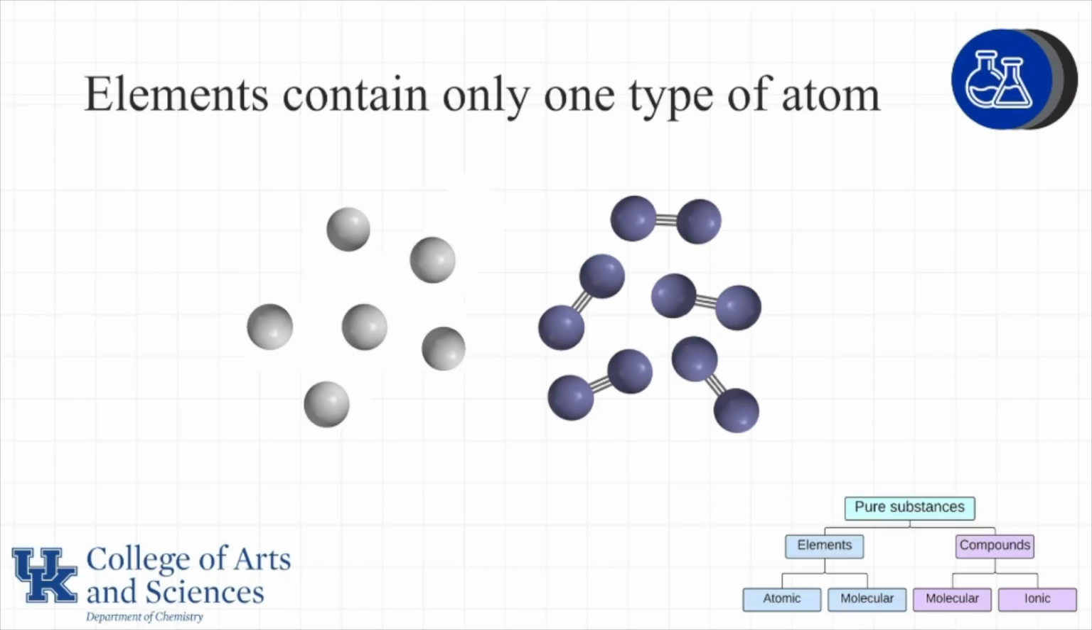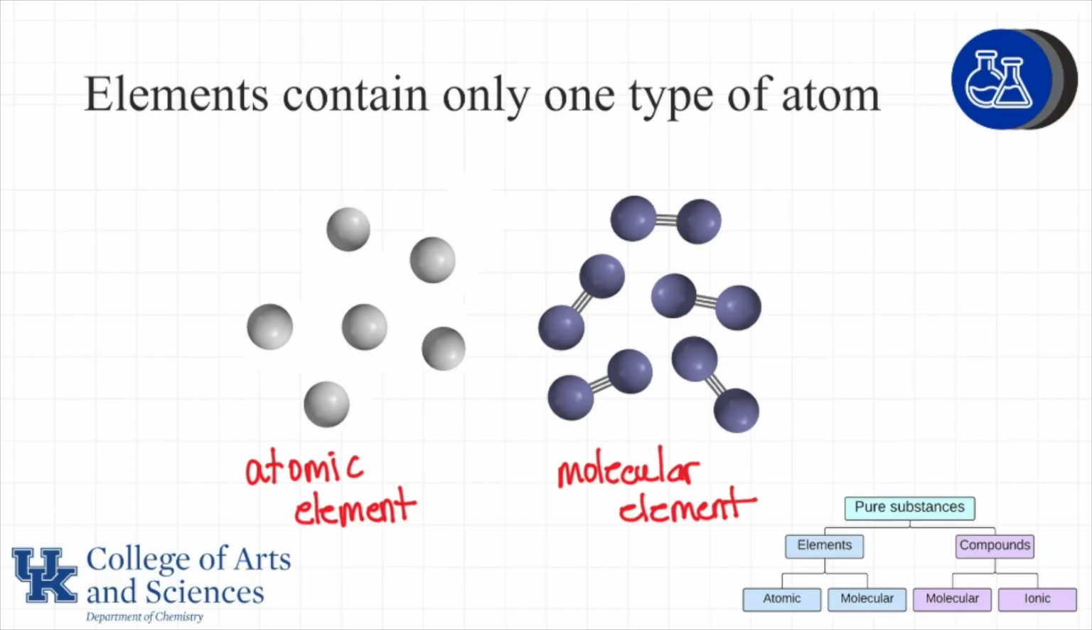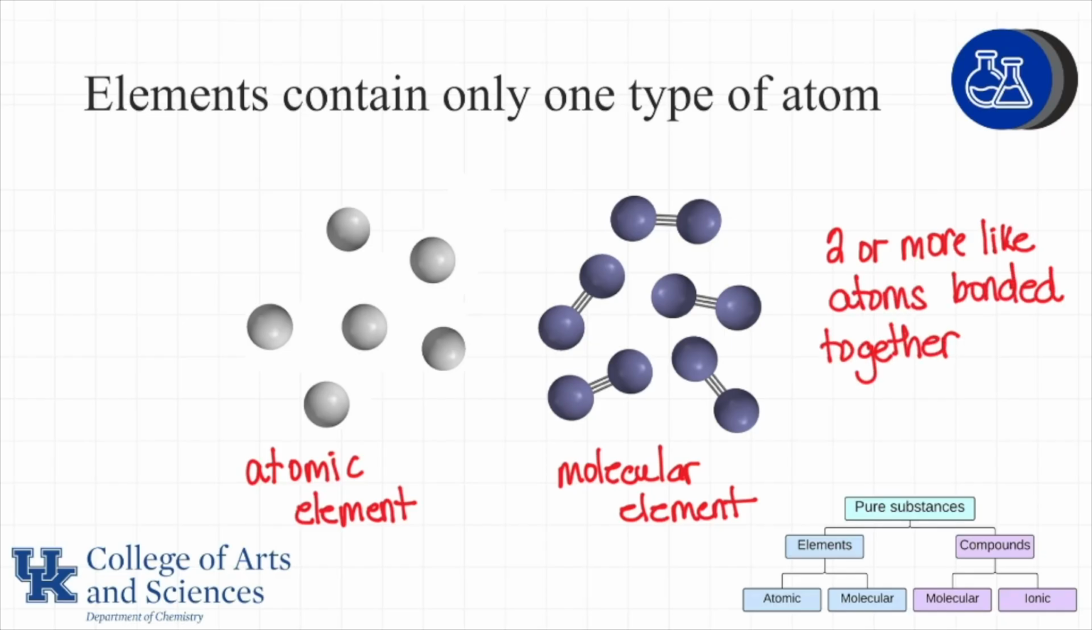These are both samples of elements because they contain only one type of atom. The one on the left is known as an atomic element because all the atoms are separate from one another. The sample on the right is a molecular element because the atoms don't exist by themselves, they exist bonded to another atom of the same element. Typically, we'll only see this with two atoms, although there are some cases where we have 4 or 8 atoms connected together and they're all of the same element. So 2 or more like atoms bonded together form a molecular element.